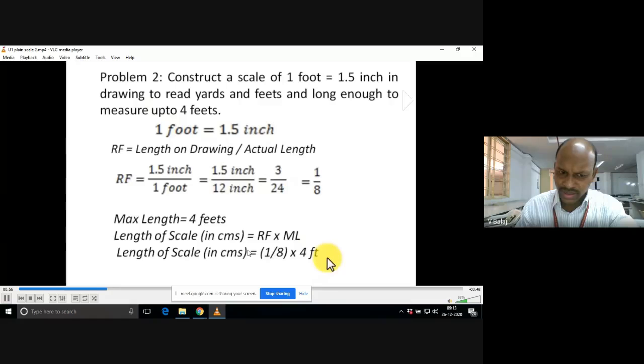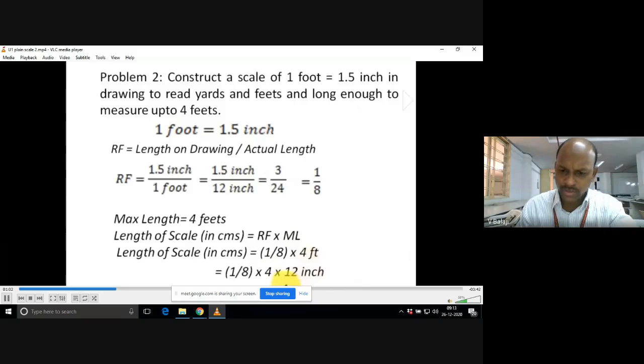Now, what I said, on the drawing mini drafter you are having only centimeters, right? You don't find any feet. So please convert this feet into centimeters again. So 1 by 8 multiplied by 4 feet, multiplied by 1 feet, 12 inch. You convert inches also into centimeters. Okay. What is 1 inch? How many centimeters?